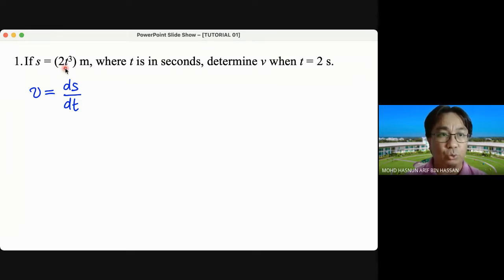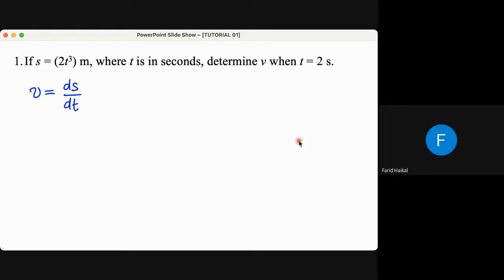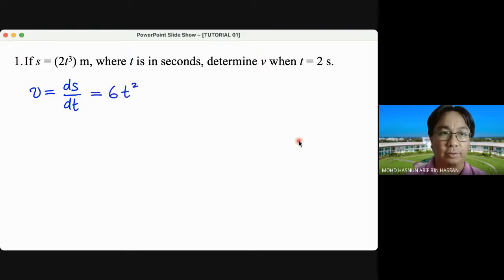S is 2t to the power of 3, 2t cubed. How do we differentiate 2t to the power of 3? ds over dt, when you differentiate 2t cubed, what do you get? 6t squared. Very good. So V is equal to 6t squared. Now it is very straightforward. This was the function of displacement, and now we have the function for V, which is 6t squared.